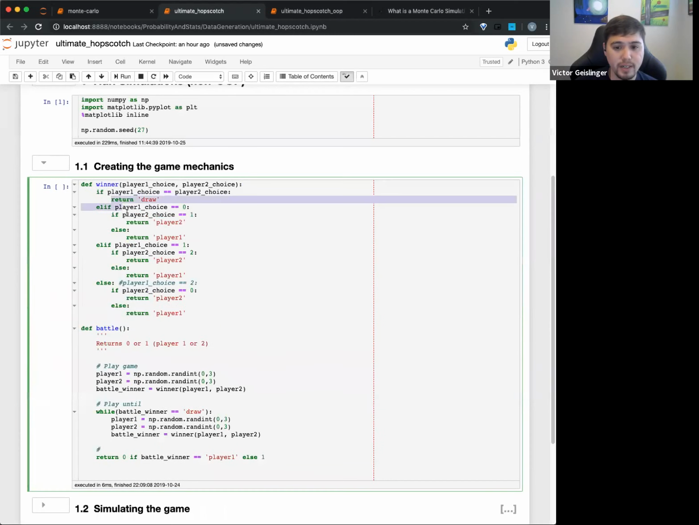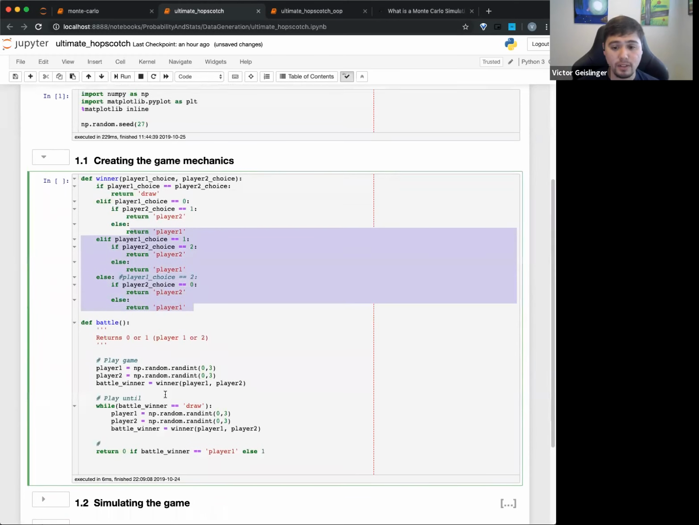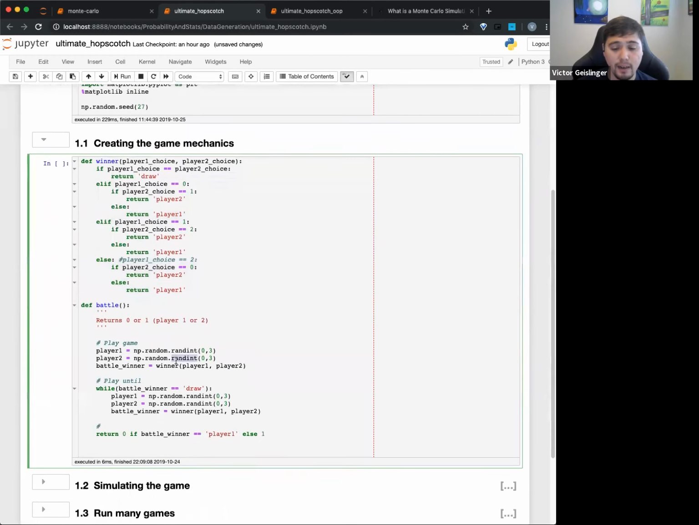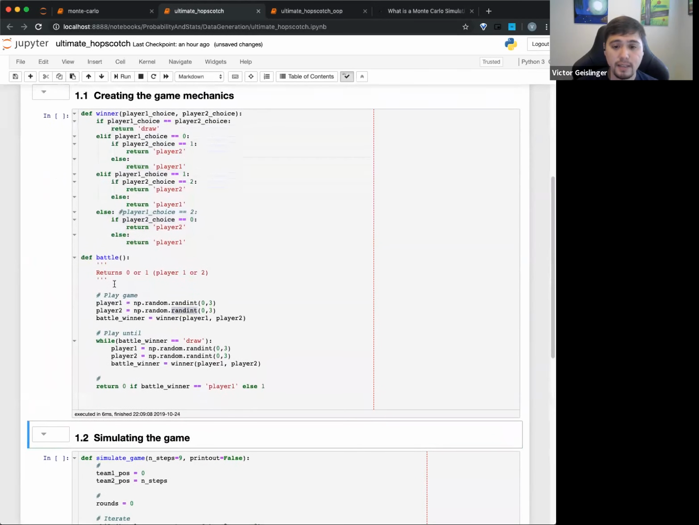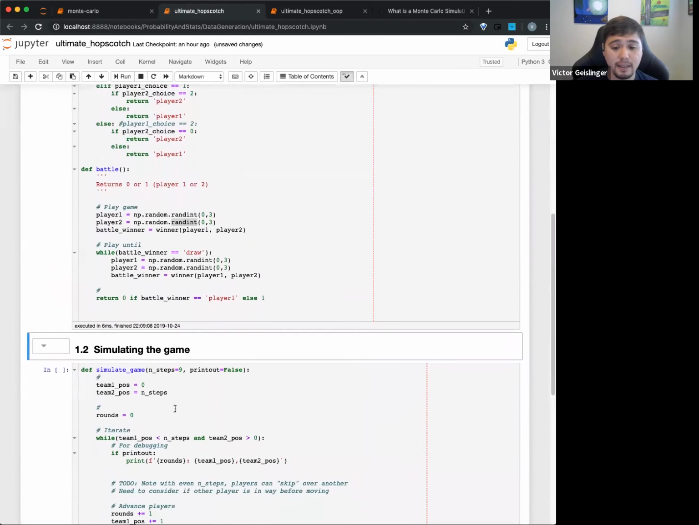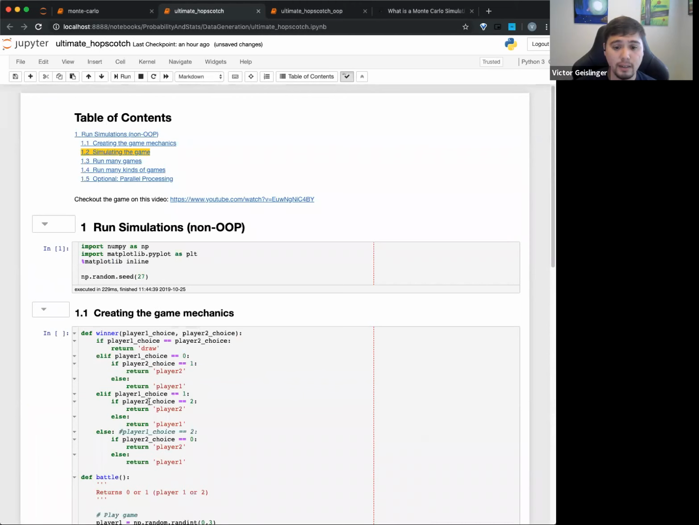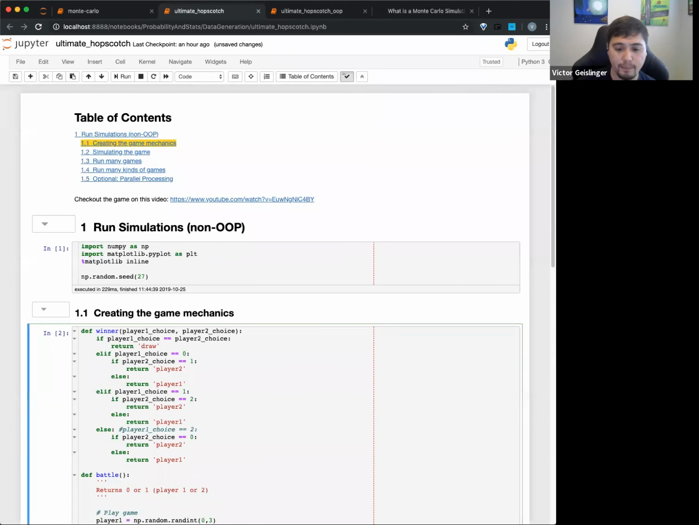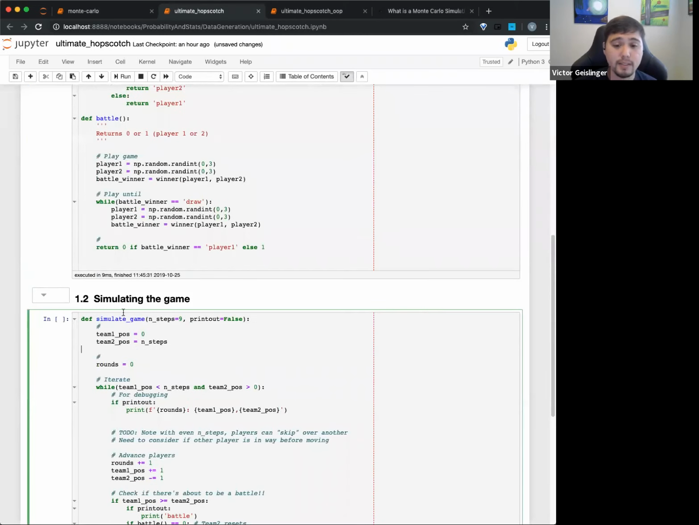This is a little helper function to help me decide how to do rock, paper, scissors, but you can find a whole bunch of ways to determine the winner, right? Note this is going to be that random part in here. And then this is the main mechanic, so let's go ahead and simulate this game. In this case, I'm going to say n steps, meaning there are n little circles for people to go through.